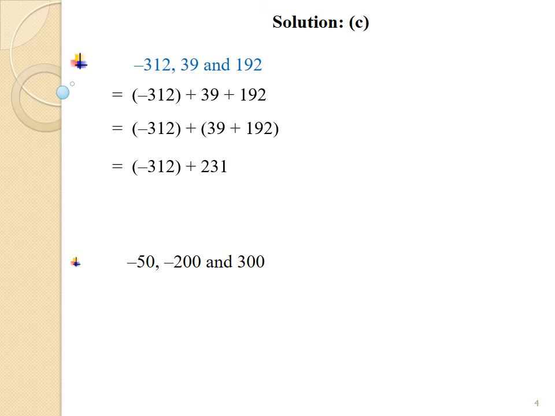Thus, subtracting 231 from 312, we get 81. Students, now we have to place a minus sign before 81 as 312 is the greater number which has a minus sign. Thus, minus 312 plus 39 plus 192 equals minus 81.